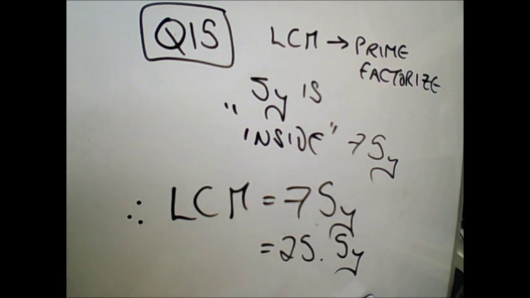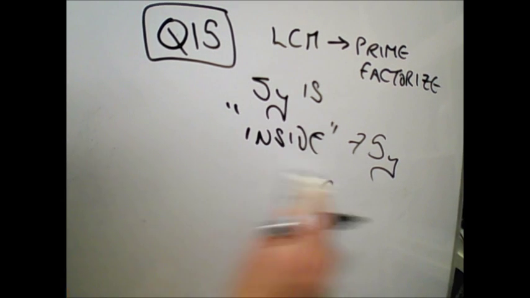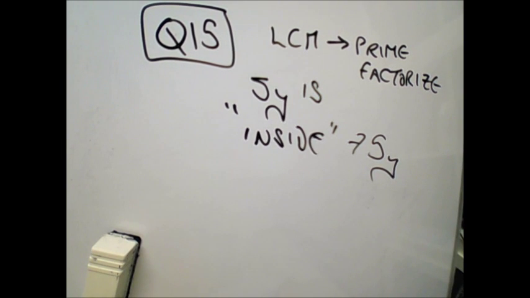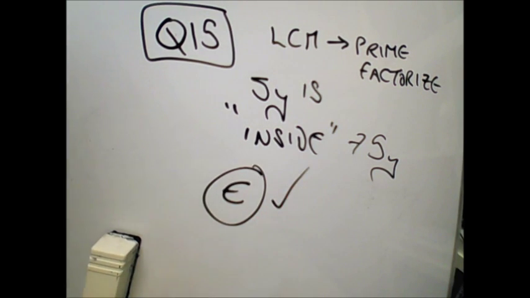The reason being, the 5y is included in the 5 times the 5 times the 5, or you can think of it as 25 times 5. But either way, you have to have all the prime factors and you need y. So the answer choice is E.